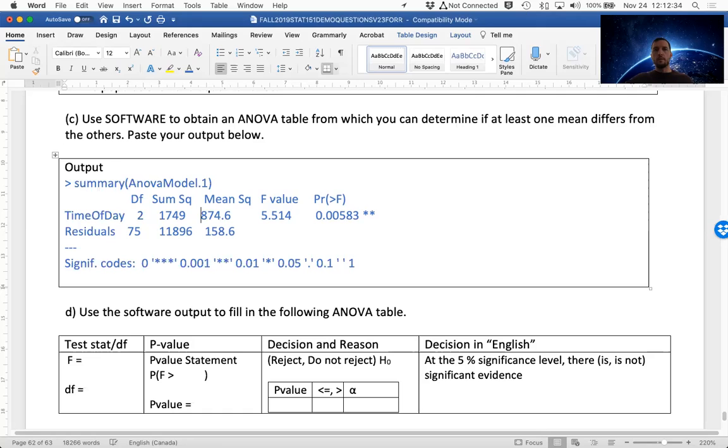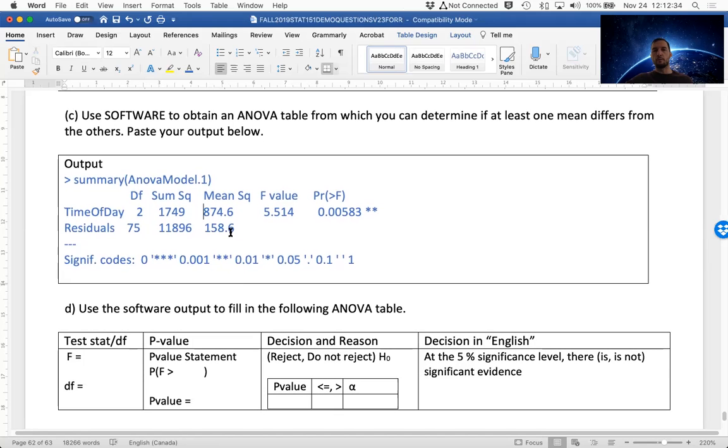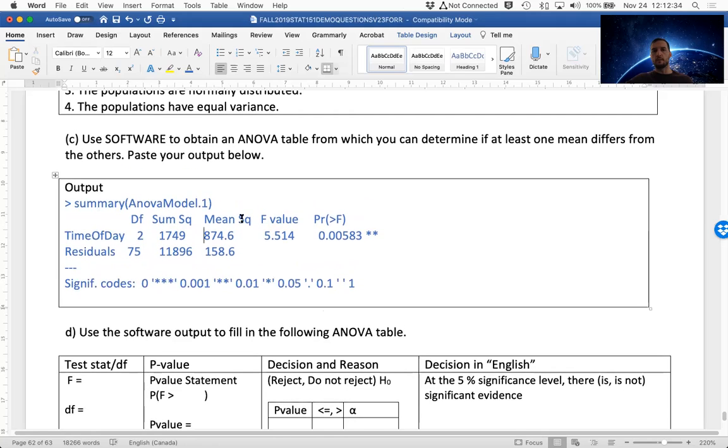So what we're saying is the sum of square for time of day is 1,749. The sum of square for residual is 11,896. The mean square for time of day is 874.6. The mean square for residual is 158.6. The F value for the test is 5.514. So this is our test statistic.